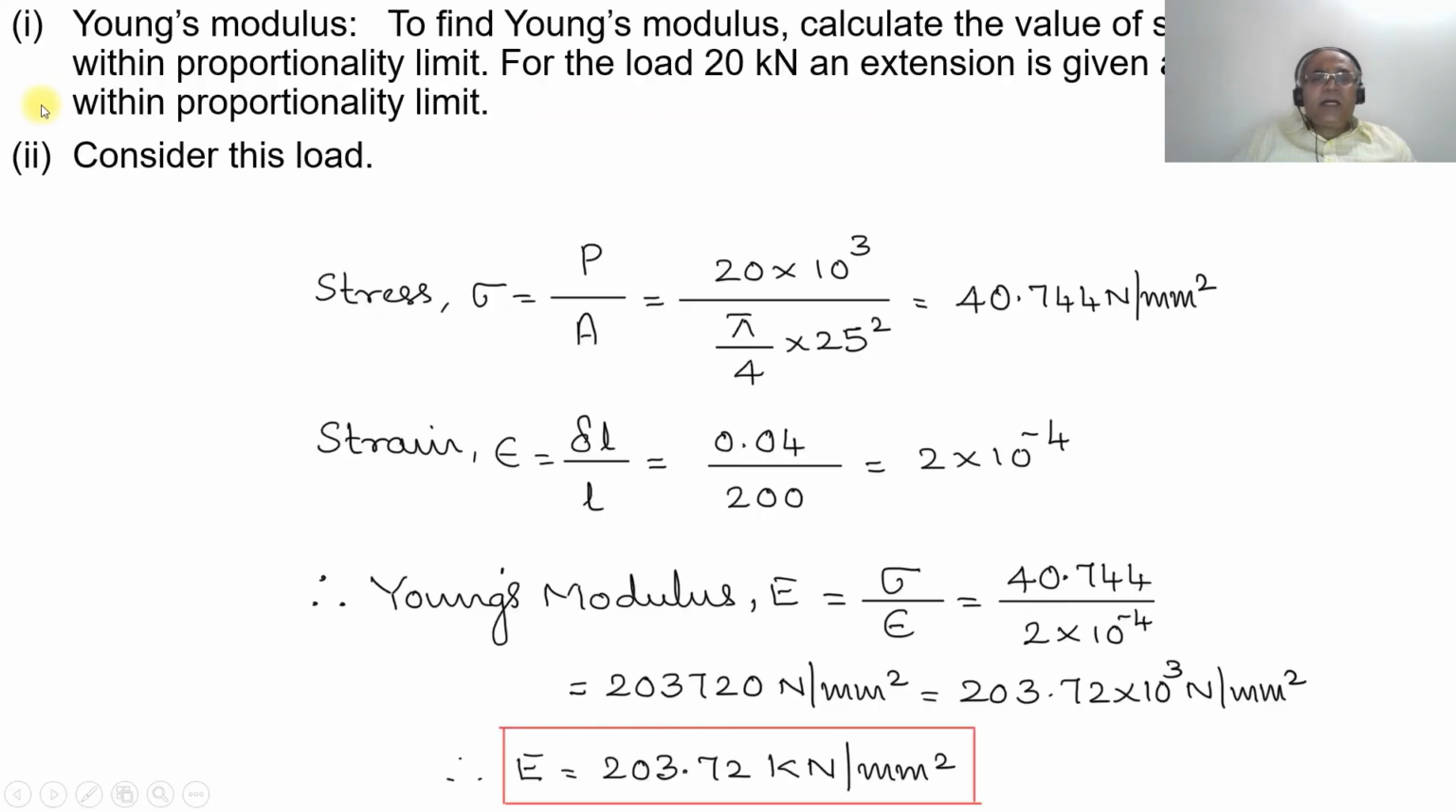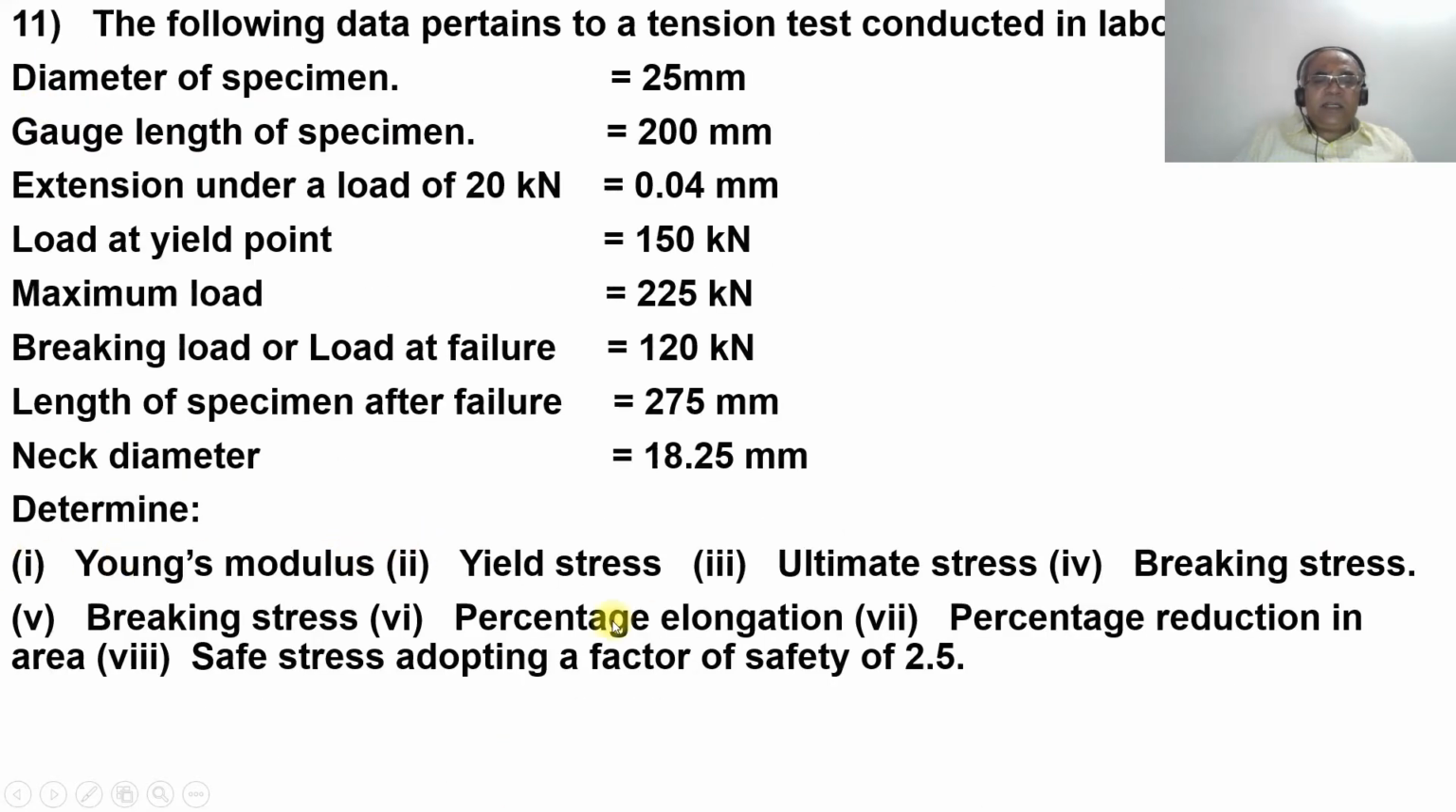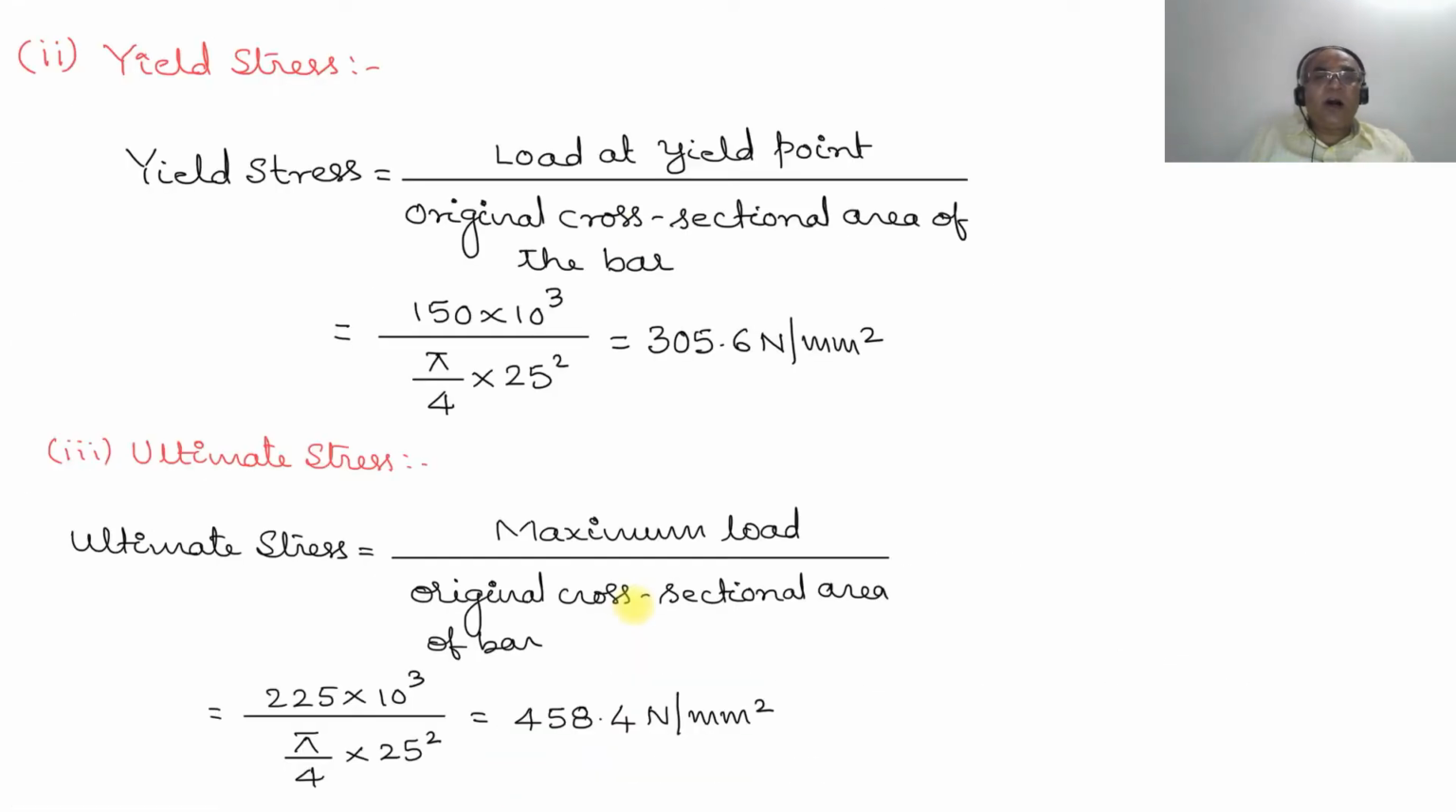Now the next quantity we need to find out is the yield stress. Yield stress is the load at yield point divided by the original cross-sectional area of the bar. So the load at yield point is given to be 150 kilonewton divided by pi by 4 into 25 square. On simplification, you will get 305.6 Newton per mm square.